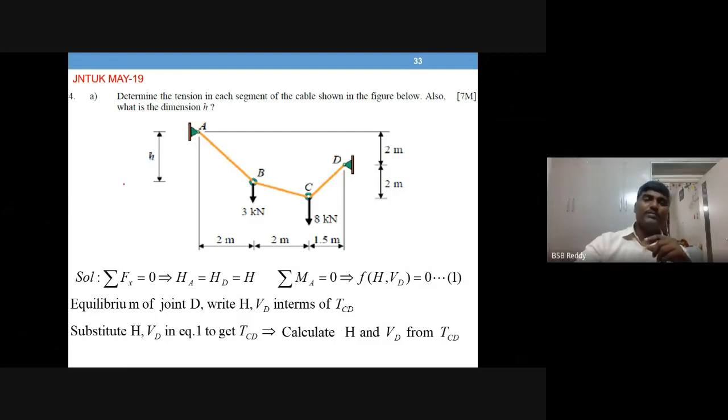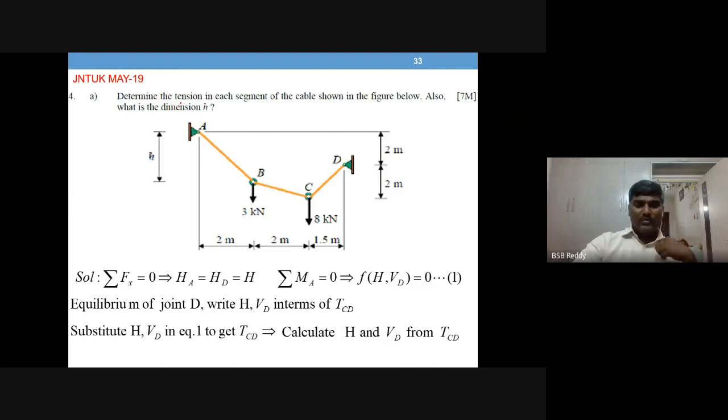Now you can see that if I take moments about A, if the support is here, HD will pass through this. Only VD will be available, so I can solve for VD. Whereas now you have HD as well as VD, both unknowns, so I can't get the value. So that's the difficulty with supports at different levels. Anyhow, let us see the procedure, how we do it.